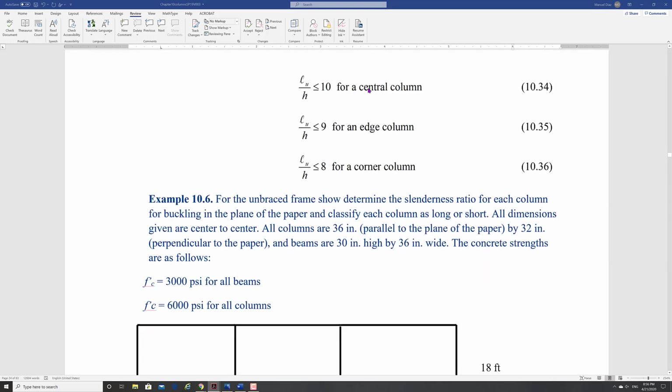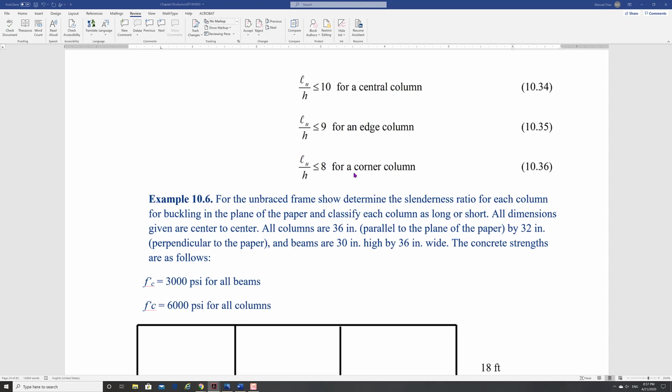You have the central column, you get 10 times your h. You have an edge column, 9 times your h. A corner column, because it probably has moments in both directions, is 8 times h. Okay? So this kind of helps you size your column. You are trying to avoid slender behavior of the columns. Okay?